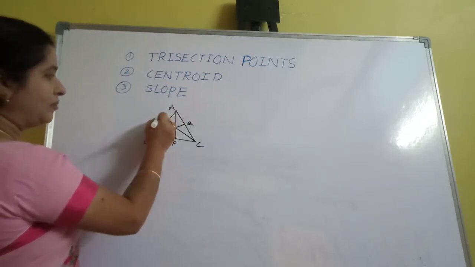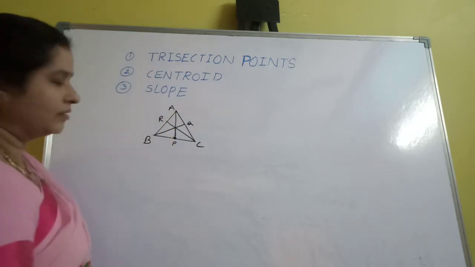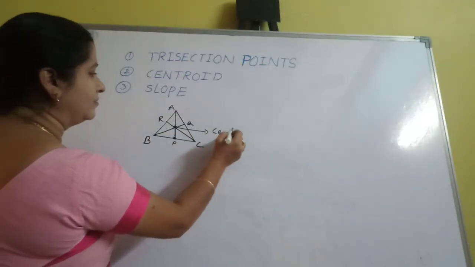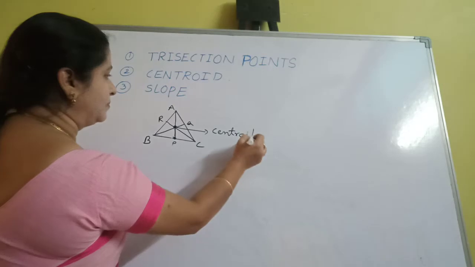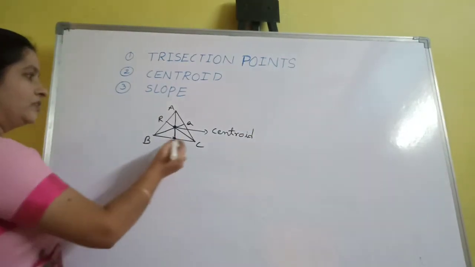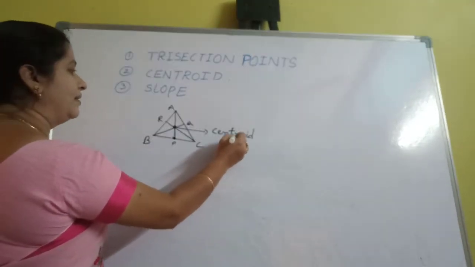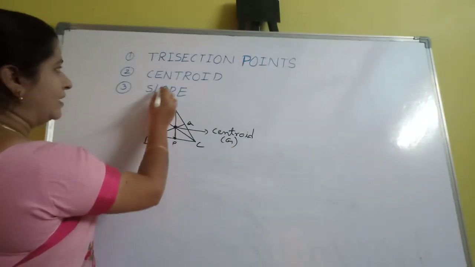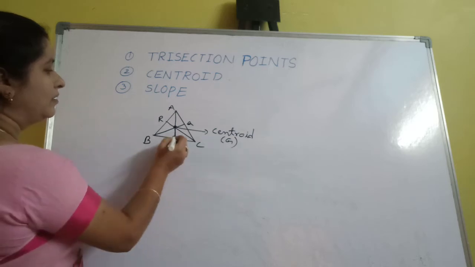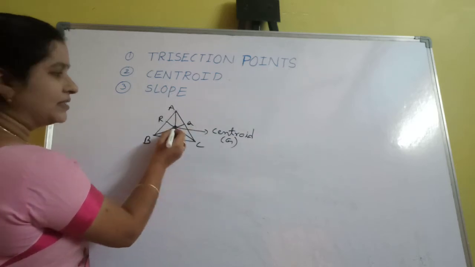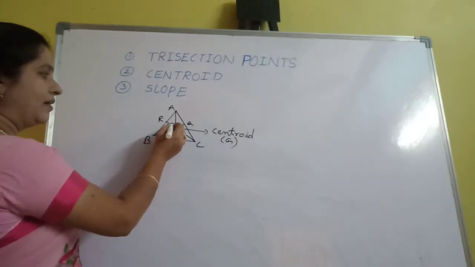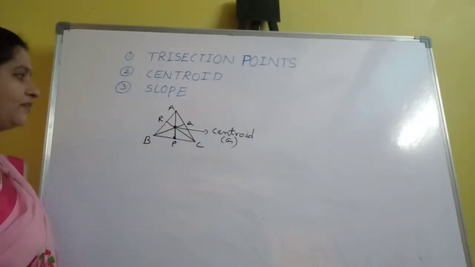Here it is the first median, the second median, and the third median. These midpoints are, suppose, P, Q, R. So here the three medians intersect at a point. This point is called the centroid, and it is denoted by G. So what is the definition of a centroid? The centroid is the intersection point of medians of a triangle.